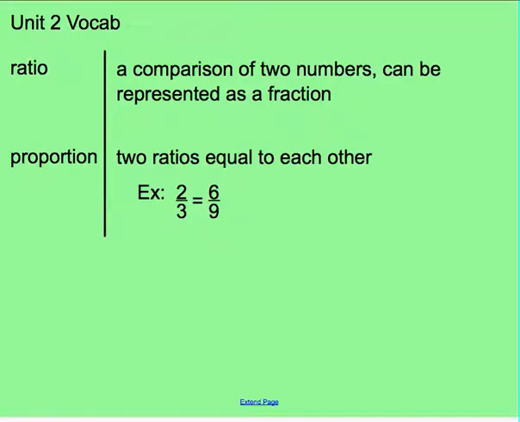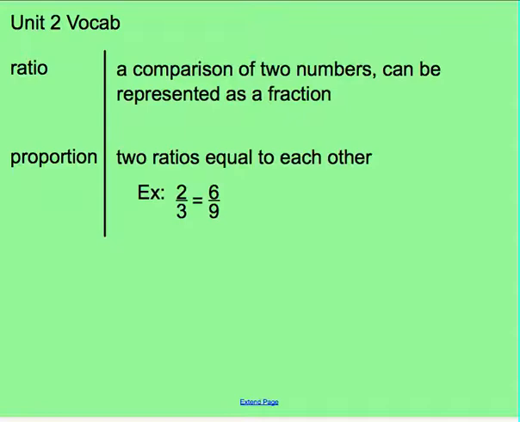We are on learning target 11, which is solving proportions. So first of all, let's find out what a proportion is. In order to do that, we need to know what a ratio is. A ratio is just a comparison of two numbers. One of the ways that it can be represented is as a fraction, and that's the way that we'll be focusing on. A proportion is two ratios that are equal to each other.